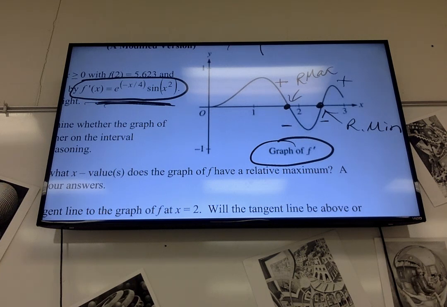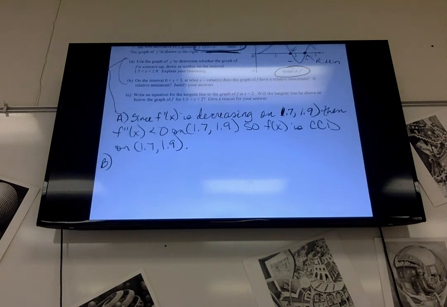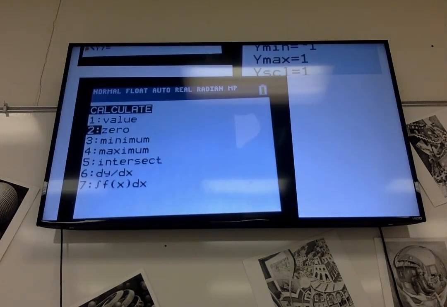So does anybody need any help? I actually did it. That's the first time I've done it right. We'll get there. Okay, so now we're trying to find the zeros, which means where it crosses the x-axis.